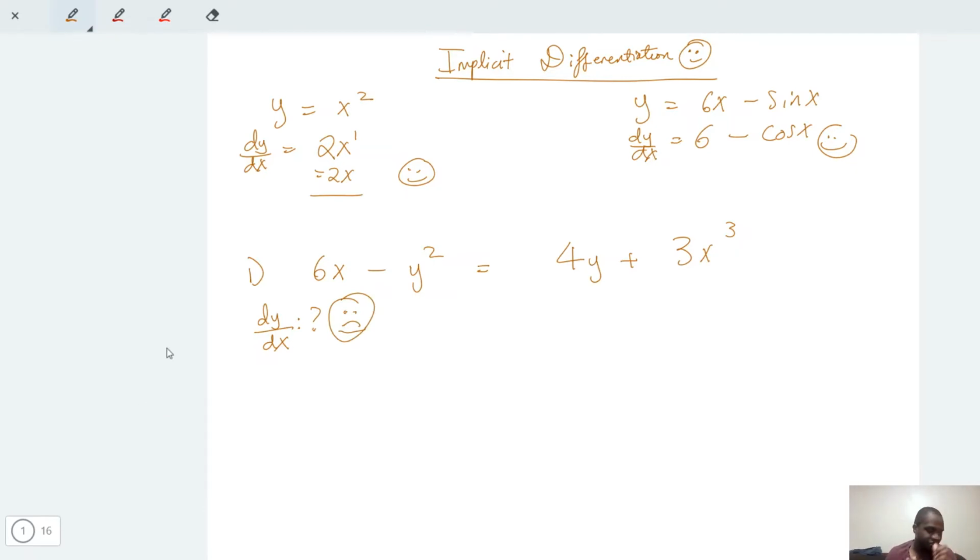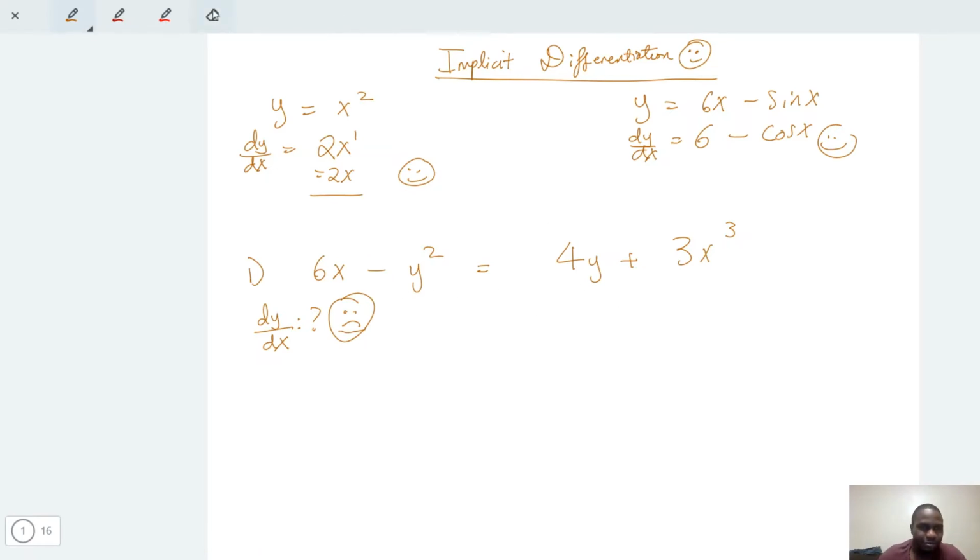The first way to tackle, and the best way to tackle, problems like this is to find the derivatives of both sides with respect to x. So I'm going to differentiate the left-hand side with respect to x, and I'm going to differentiate the right-hand side with respect to x. Okay? Because the left is equal to the right, if I differentiate the left-hand side with respect to x, it has to equal the derivative of the right-hand side with respect to x. So differentiate both sides.